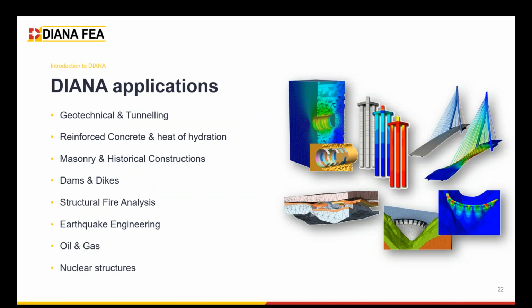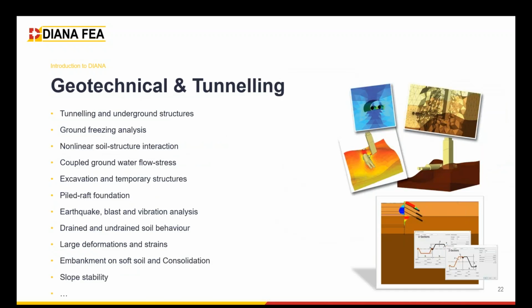Let's quickly go through the different Diana applications. We start with geotechnical and tunneling. We have a very good integrated solution for all types of geotechnical and tunneling applications. So you can use the integrated environment of Diana for any types of tunneling and underground structures. We have a solution for ground freezing called the three-phase analysis, for real soil structure interaction as well. So if you have some sort of interactions between the underground and the surrounding soil or rock, you can model it with the concept of nonlinear interface behavior. We also offer the coupled groundwater flow or heat stress analysis, and many more, such as slope stability. So we offer quite a variety of solutions for the geotechnical and tunneling.